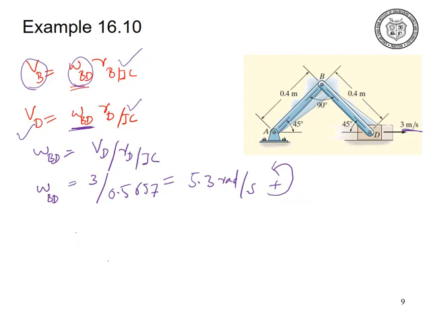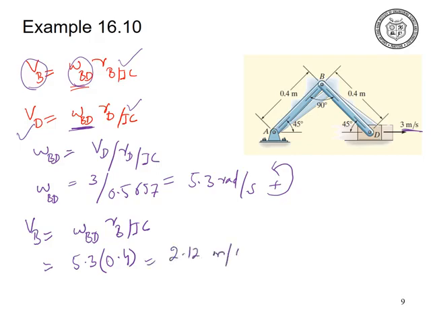Similarly, we can find out the velocity VB. So velocity of VB equals omega BD times RB with respect to IC. So it will be equal to 5.3 times 0.4, which is equal to 2.12 meter per second. This is VB.